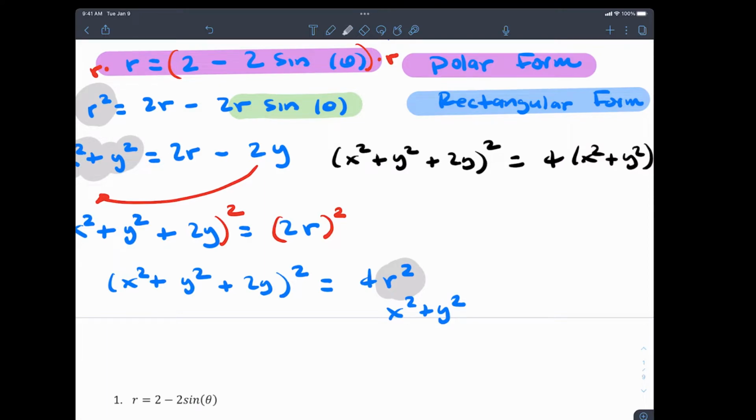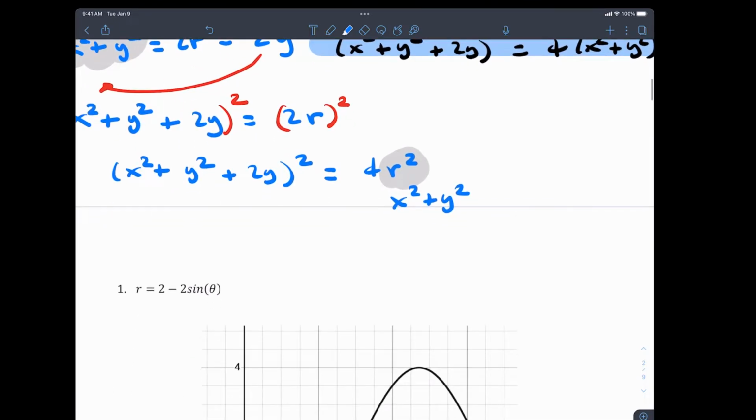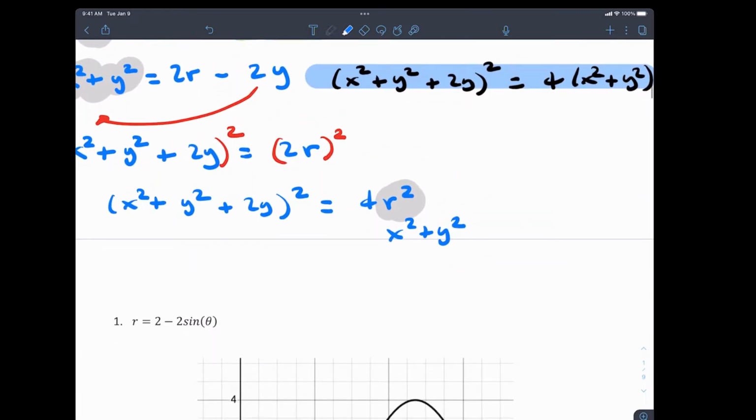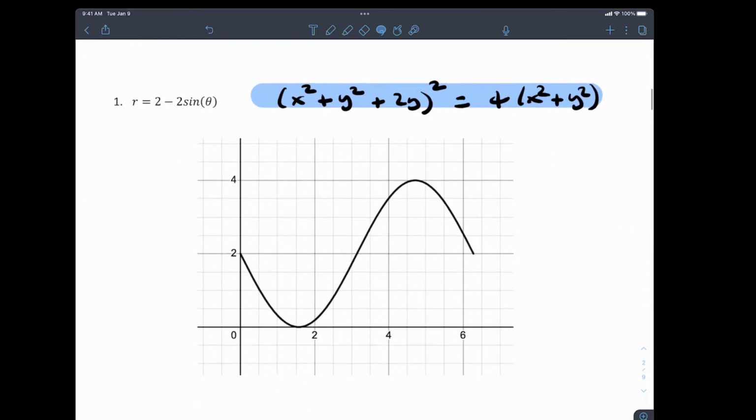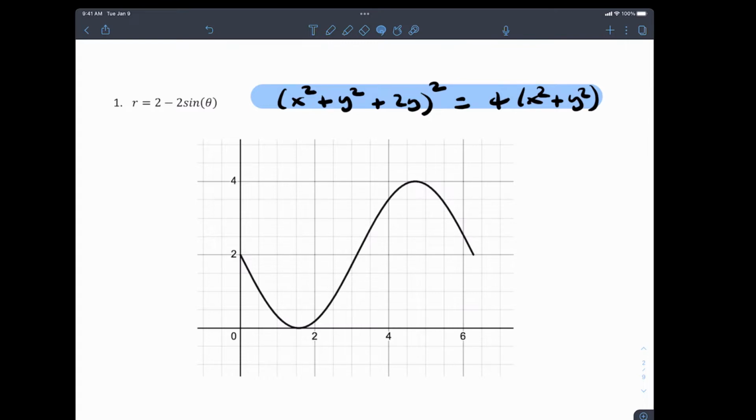This is the very, very famous rectangular form of the cardioid that they want you to describe, represented by this r is 2 minus 2 sine theta. So I'm going to put it over here and say to you, I know you're looking at some other thing right now, but this is the Cartesian coordinate rectangular representation.